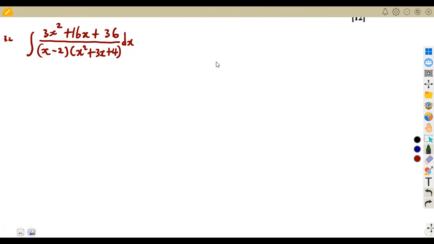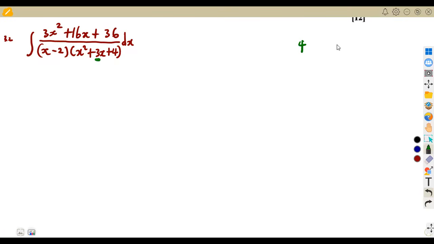Can this be factorized? Do we have factors of 4? Because the coefficient of x squared is 1, we need factors of 4 that add up to 3. We need two numbers that multiply to give 4 and add up to 3. We do not have, guys.